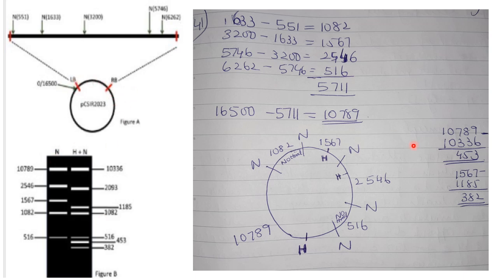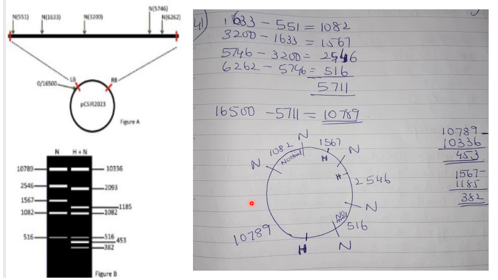Now NCO1 plus HIN3 digestion. If you see the gel picture, you will see that 1082 and 516 are intact. These two bands came from NCO1 digestion. So there is no HIN3 site in these regions, that is 1082 and 516. In other places, that is 2093, 10336, 1185, 453, 382, HIN3 digestion has given these bands.